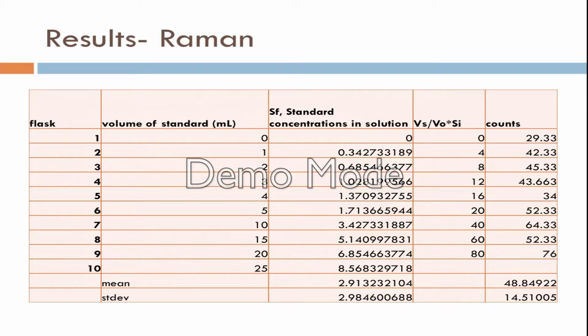Here are the results from our Raman data. We had 10 samples that we ran. The second column has the volume of the standard, so we had a blank of 0. We used the 5 samples from the IR, and then we had 4 more with higher concentrations. The third column is the standard concentrations in solution, and in the last column, we have the counts, which is the intensity of the peak.